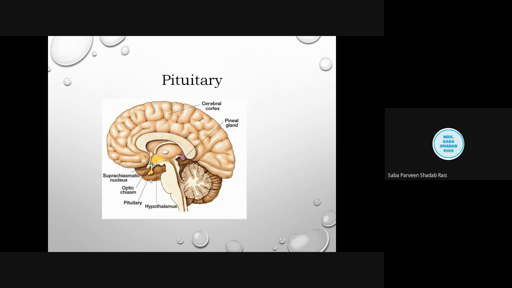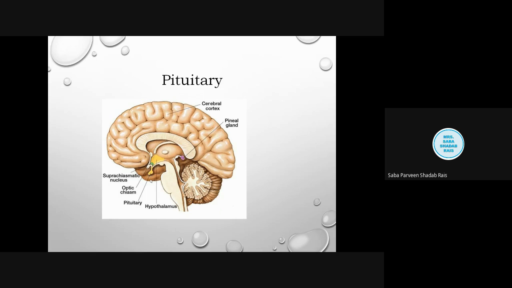So when we talk about its situation, it is located at the floor of the skull, just behind the optic chiasma, in the cavity of the sphenoid bone. See here, this particular cavity has one name that you need to remember, that is sella turcica. I repeat, sella turcica. So this is a cavity which is present in the sphenoid bone.